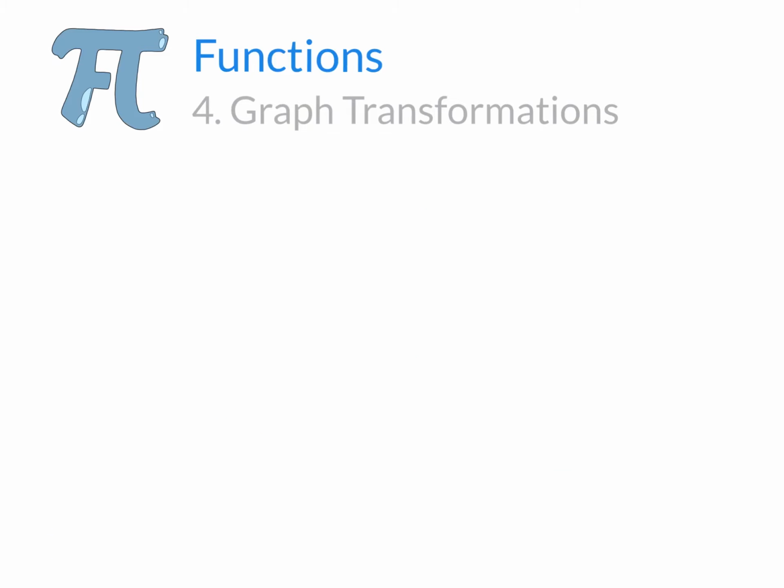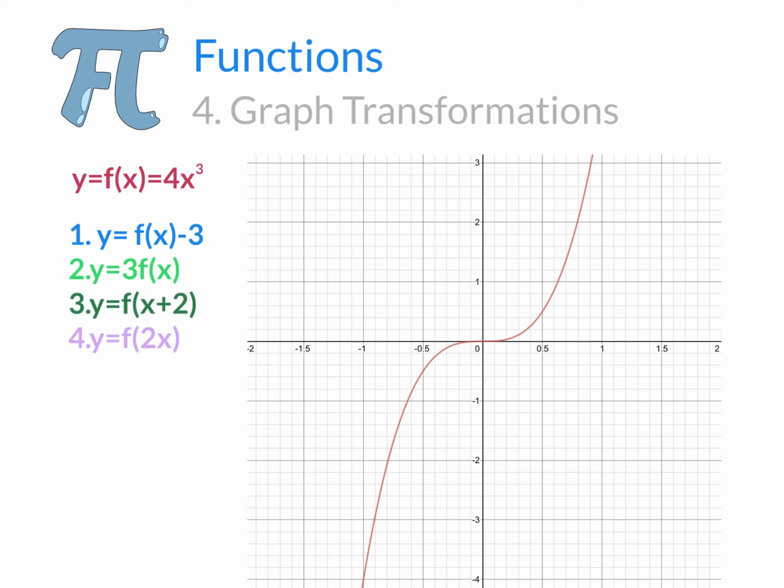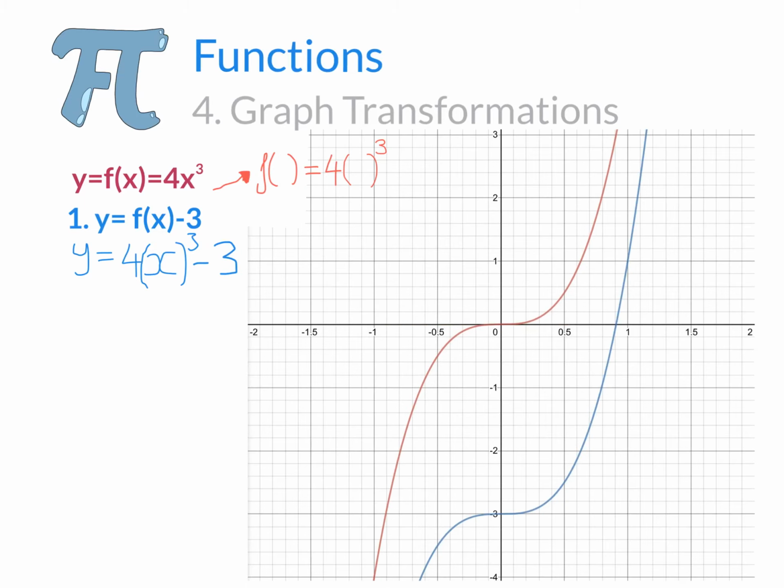Now we do all this with an actual function, y is equal to f of x, which is equal to 4x cubed. We are told to write the expressions for and sketch the following 4 functions. To help us write the expressions, we choose to write the function without an argument. For question 1, we fill x into the argument of f, write it down, and then put a minus 3 on the end. Drawing it, we know we translate it by minus 3 in the y direction.